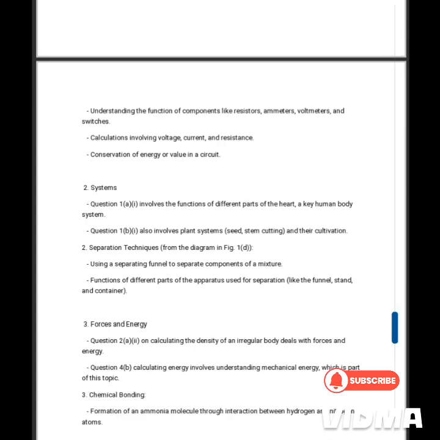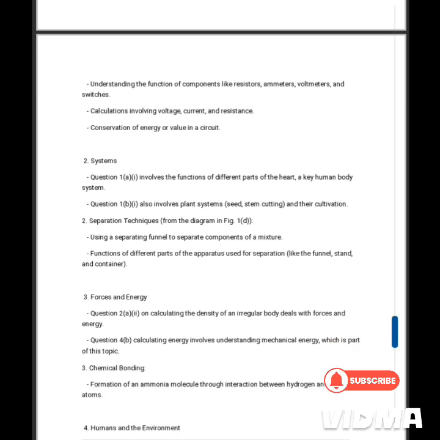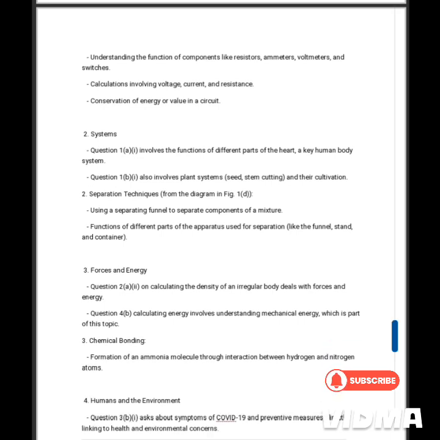4. Humans and the environment. Question 3bi asks about symptoms of COVID-19 and preventive measures, directly linking to health and environmental concerns. Question 3be on why COVID-19 was declared a pandemic also touches on global health and environmental factors.